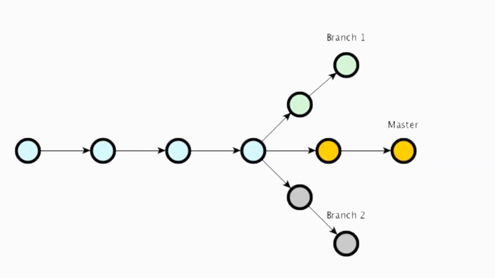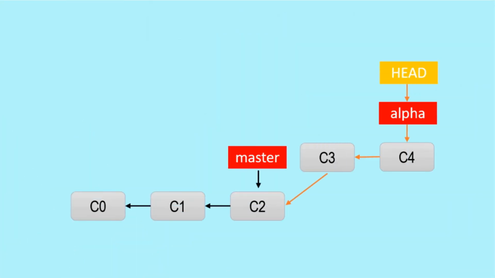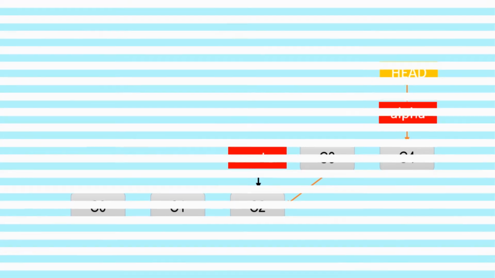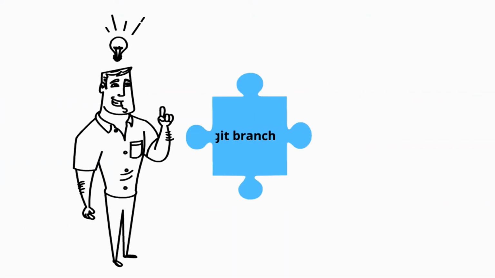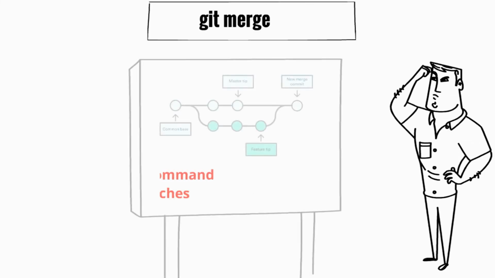Number 13. Git branch. In Git, branching is easy. In other version control systems, it was an expensive operation, but Git algorithms are optimized for branching. So you can use the git branch command whenever you want to create a separate line of development without worrying about performance.